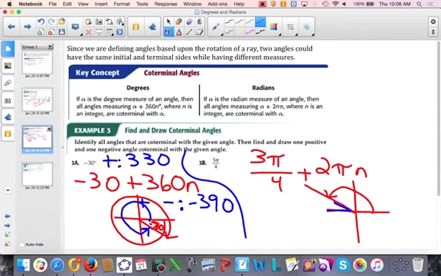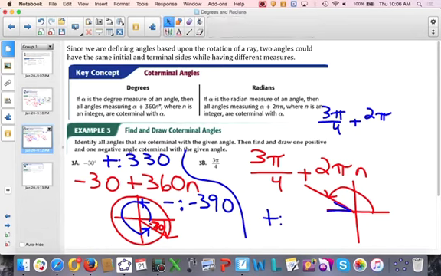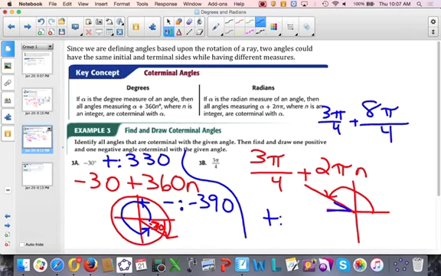So that is my original angle. An angle coterminal with it, a positive angle coterminal with it, would just be 3 pi over 4 plus 2 pi. And 2 pi is equivalent to 8 pi over 4, so that I can get a common denominator. And when I add those two fractions together, I get 11 pi over 4. So a positive coterminal angle would be 11 pi over 4.